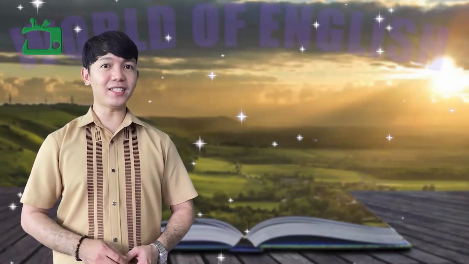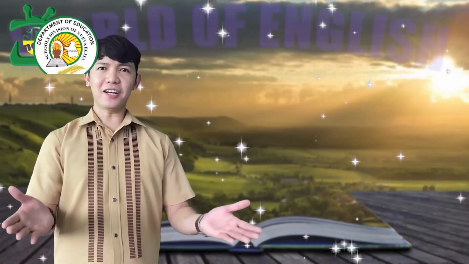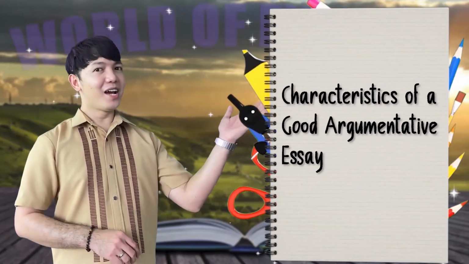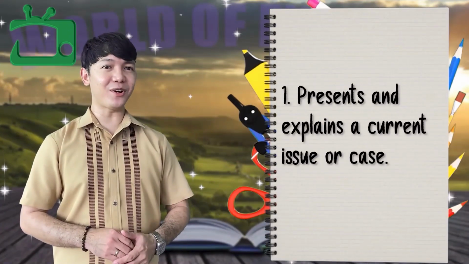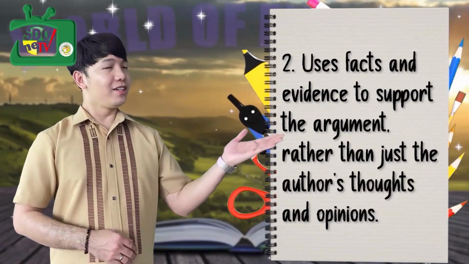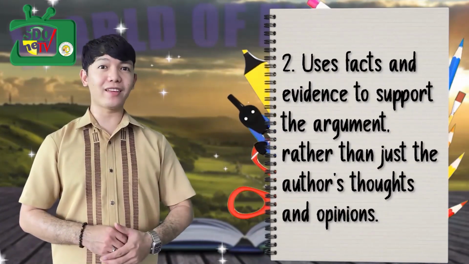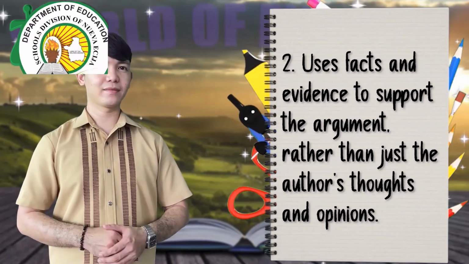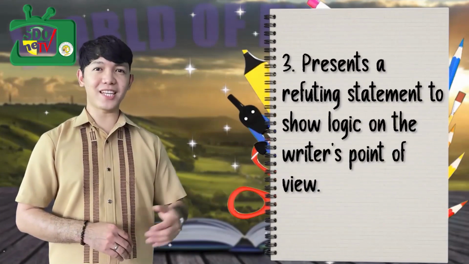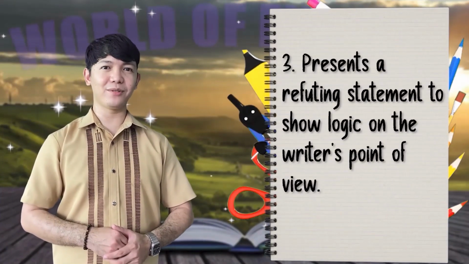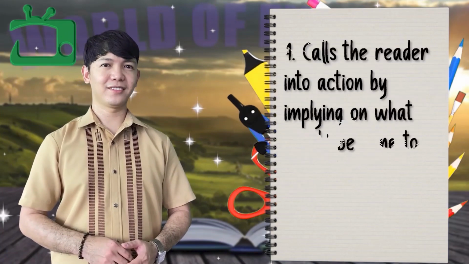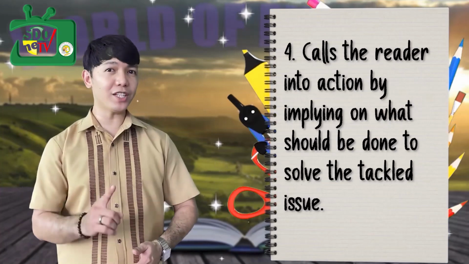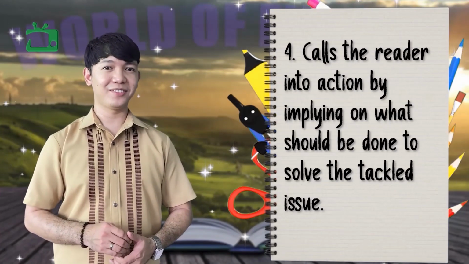What makes an argumentative essay good? A good argumentative essay has the following characteristics: present and explain a current issue or case, uses facts and evidence to support the argument rather than just the author's thoughts and opinion, present a refuting statement to show logic on the writer's point of view, calls the reader into action by implying on what should be done to solve the tackled issue.